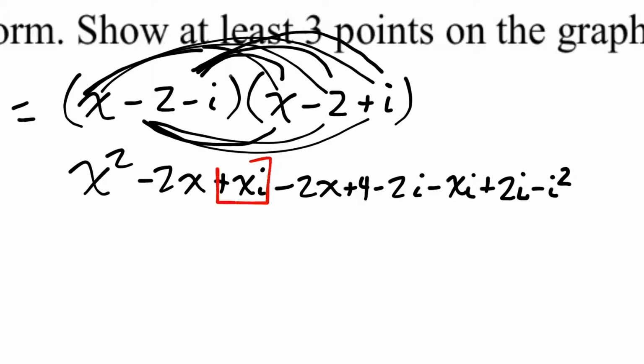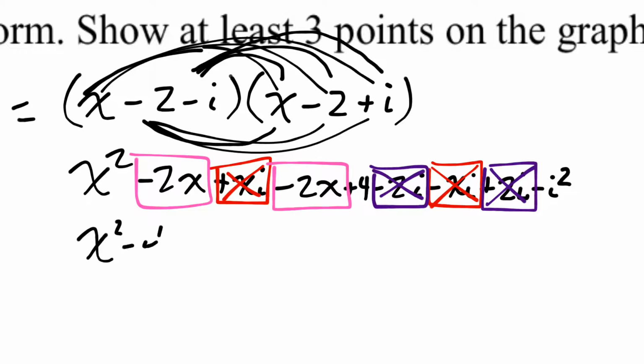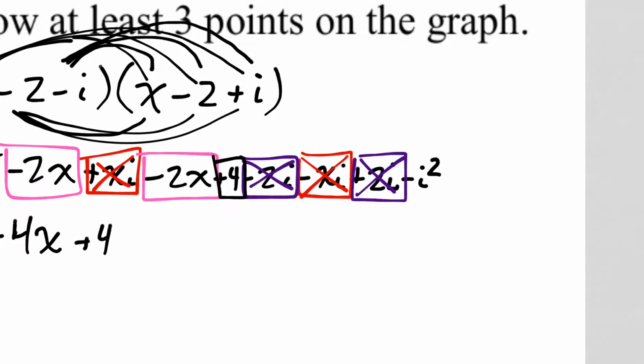Notice we have a positive xi and a negative xi, so those will say goodbye. Notice that we have a negative 2i and a positive 2i, so those will also say goodbye. Notice we have a negative 2x and another negative 2x. Those will say hello to give us x squared minus 4x. And then notice we have a plus 4 hiding in there. And we also have a minus i squared.